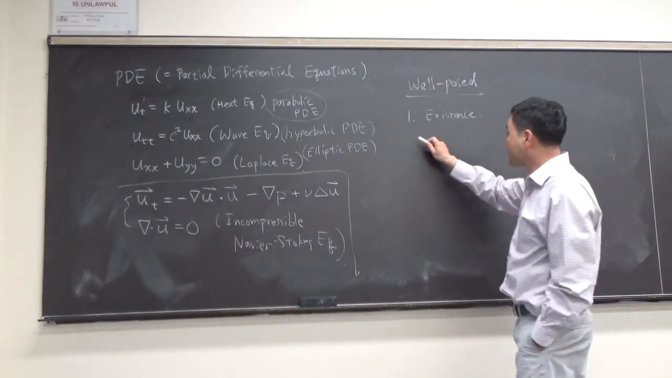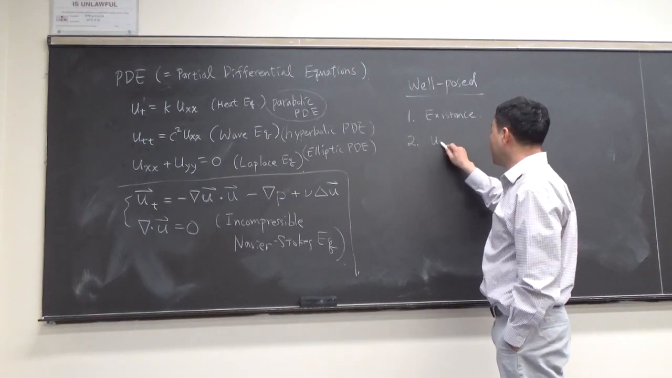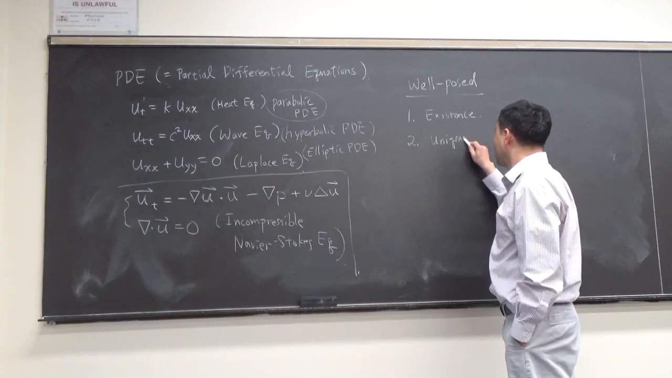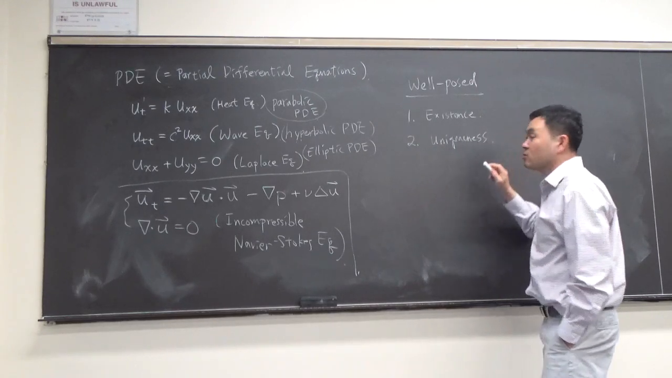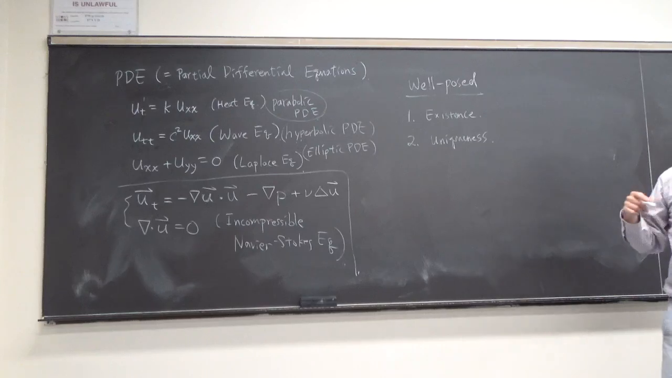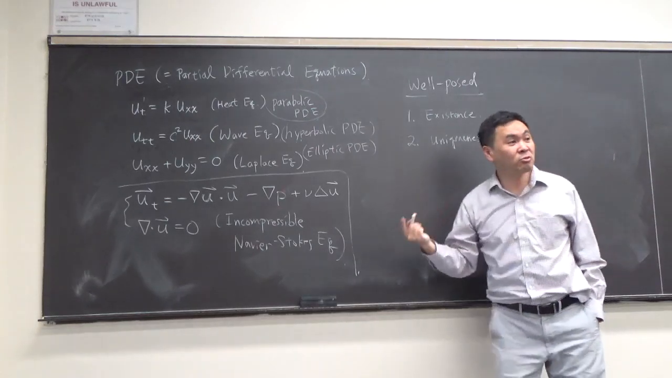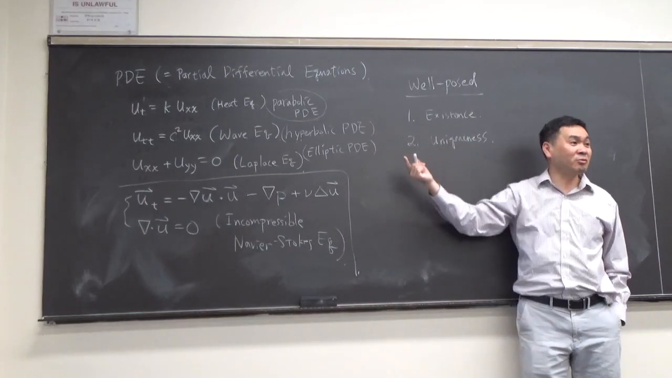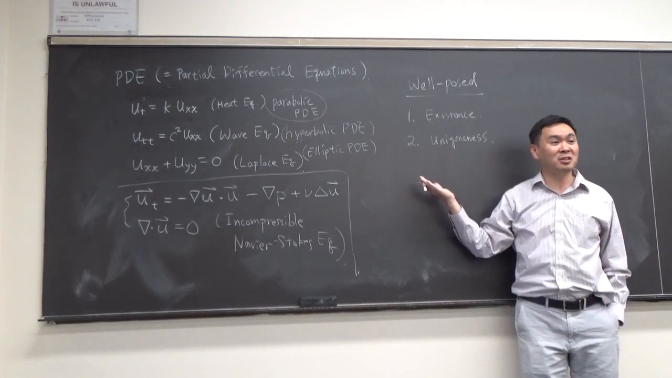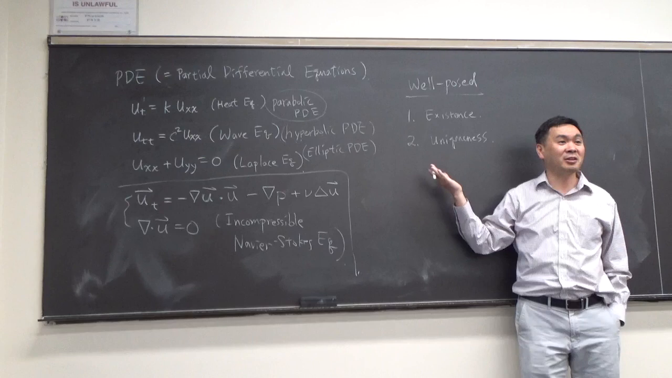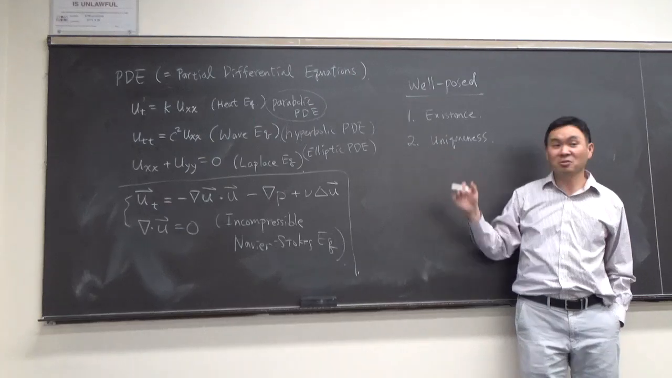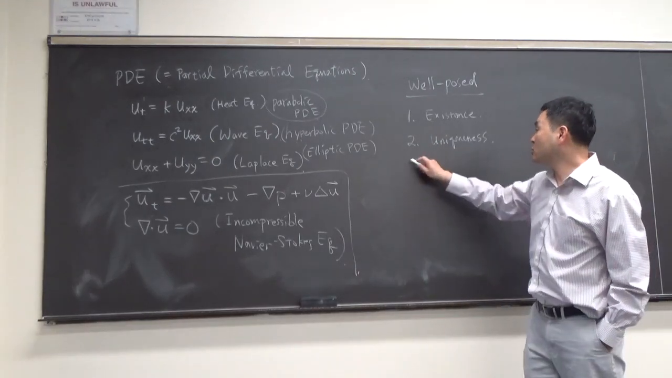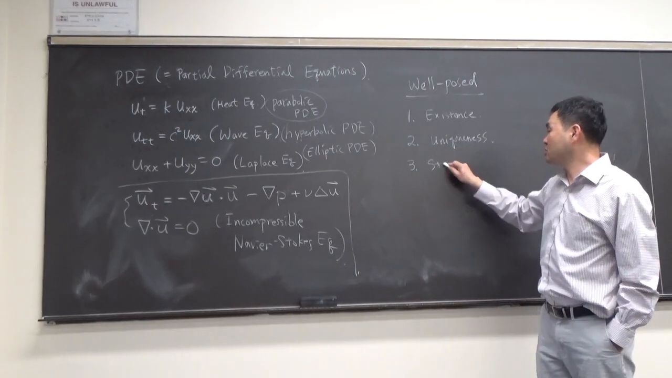And then number two, uniqueness. If you don't know if the solution is unique, then let's say you worked out a problem and you solved it. How do you know that that's the only solution? You might have a secondary solution that you never thought of, right? So that's another important thing. And number three, stability.